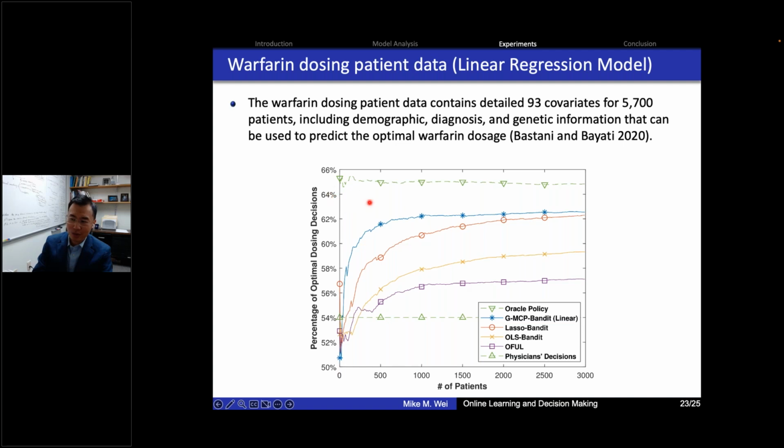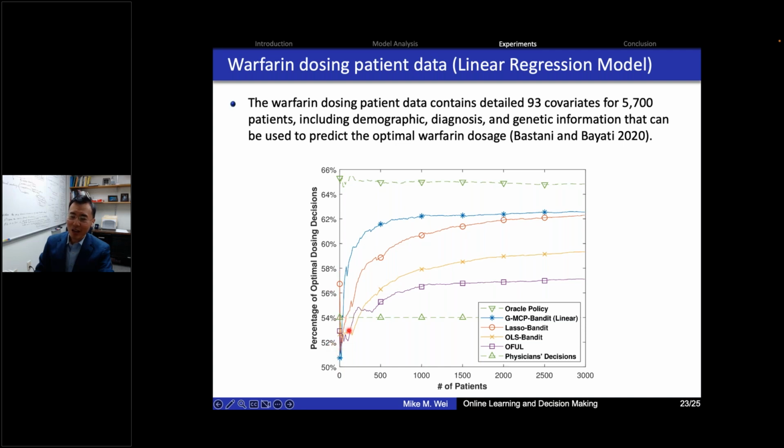And then we have this oracle policy. That means that is the best policy you can ever get. And typically, there's no way you can get to that policy, because in order to get this oracle policy, you need to know everything about the patients. You need to know the right decision before you make this decision. So we use this oracle policy to represent the upper bound, to gauge how much potential improvement there might be in the future for future research. So we compared multiple algorithms, some state-of-the-art algorithms: OFUL, Lasso bandit, OLS bandit, and our algorithm is the GMCP bandit, this blue line.